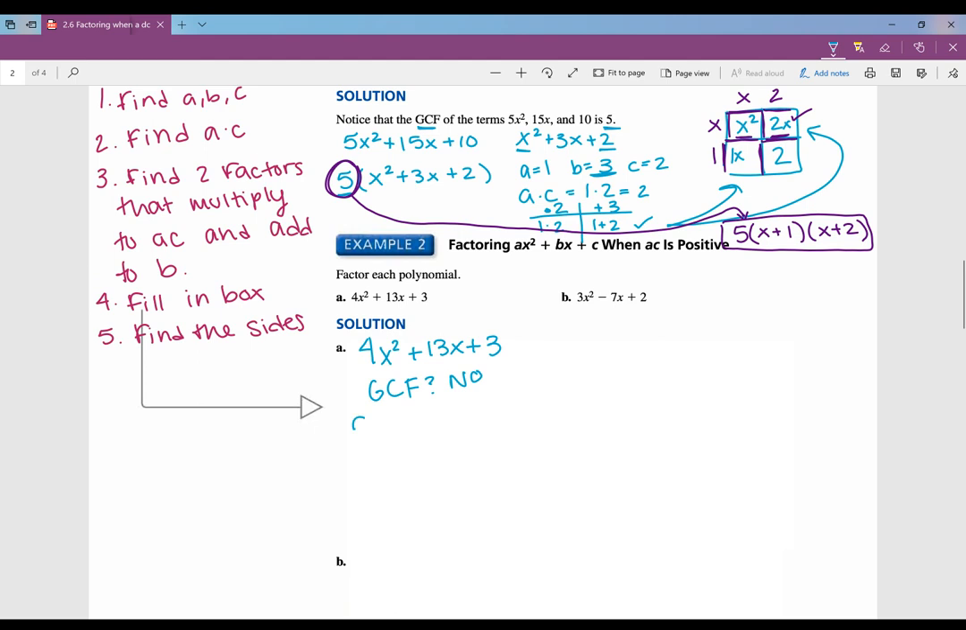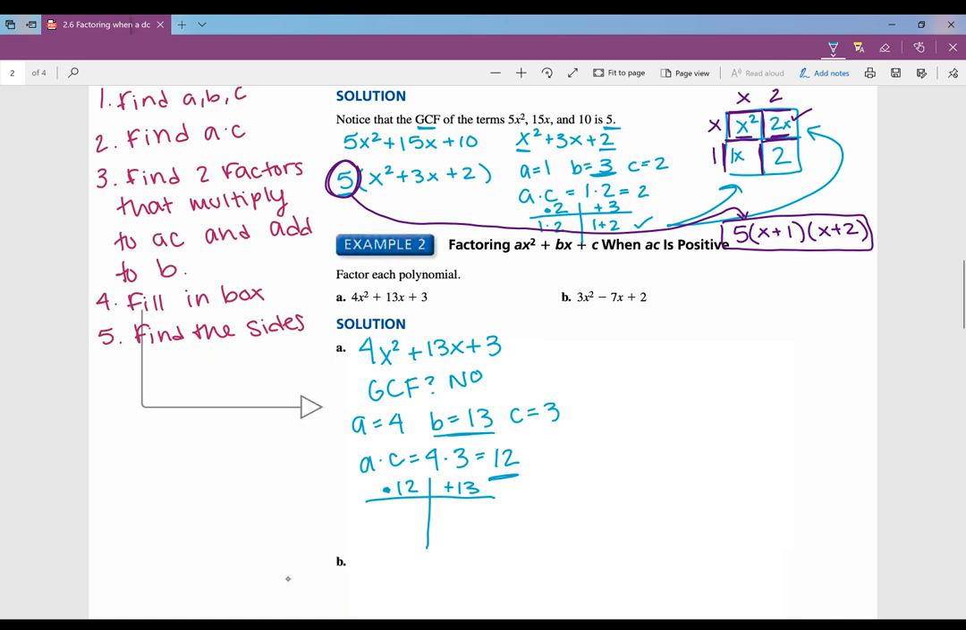Okay, so now we want to find A, B, and C. So our A is 4, B is 13, C is 3. We want to do A times C, which is 4 times 3. So our AC is going to be equal to 12. Now from 12, we want to find two numbers that multiply to 12, but we want them to add up to 13, right? Our B value.